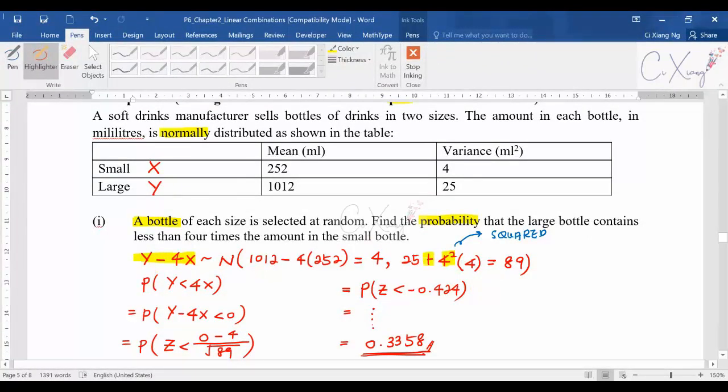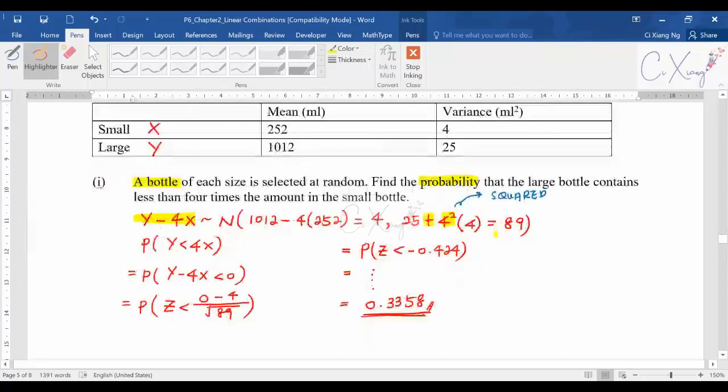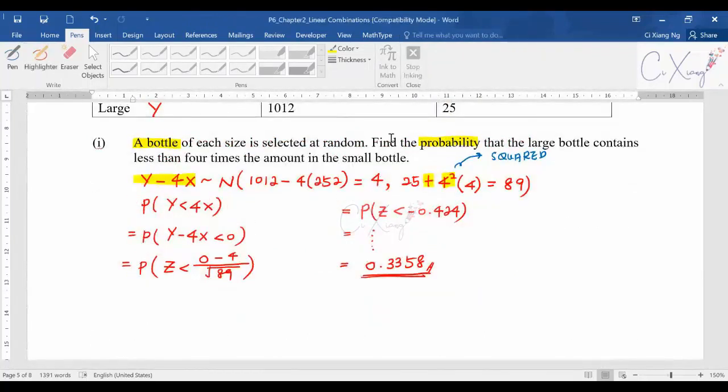So please take note on the part here, variance, there's no negative sign. And when you want to pull out the 4 from the variance, you have to square it. Okay, so this is the part that you need to take note. Okay, all right. Then now, how about we continue to part number 2?